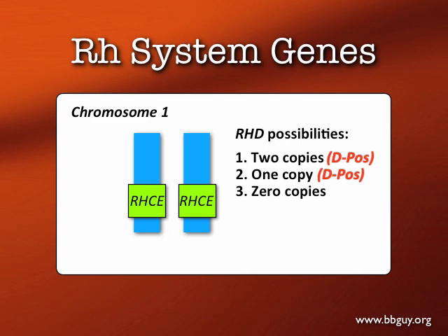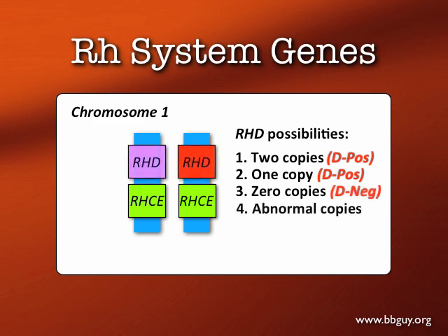You could get deleted forms from both parents, and in that case, clearly you would be D negative. And then you could have the abnormal copies that I was mentioning before. You could have a variant D gene. Now, we show the D gene in red as a normal D gene here, but you should realize that there are multiple, well over 70 different Rh variants that have different alleles of the D gene. And I show one of these here in purple.